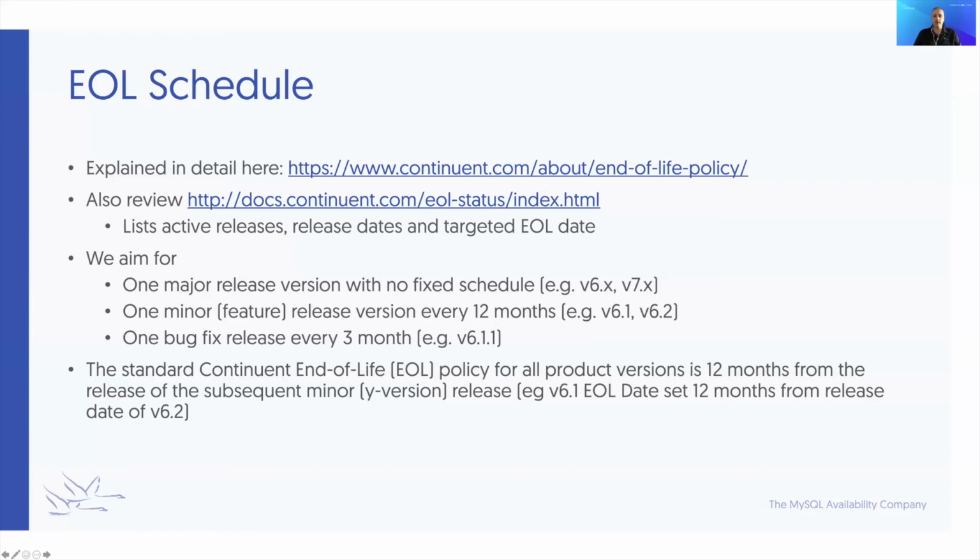So for example, if on the 1st of August 2020 we released a 6.2, then 6.1 and all of the 6.1 patch releases, so 6.11 through to 6.14, whatever, their end of life will be set 12 months from that date. So their end of life will be the 1st of August 2021, and that will follow.